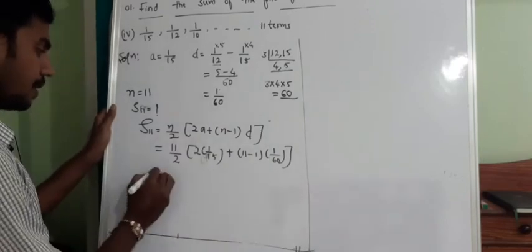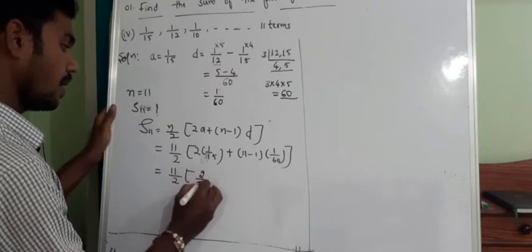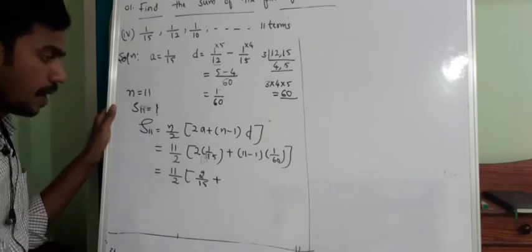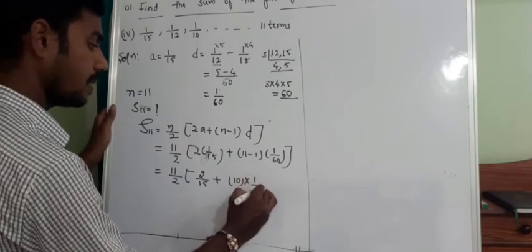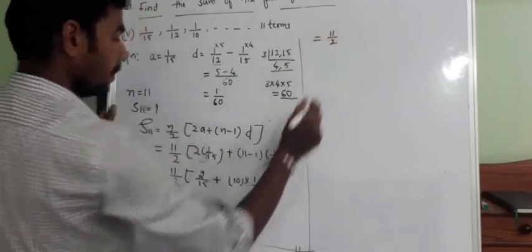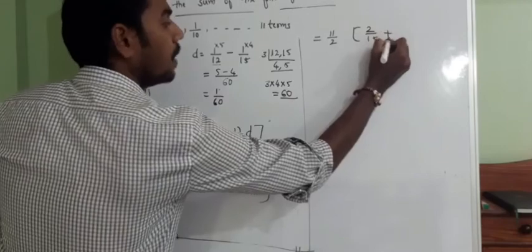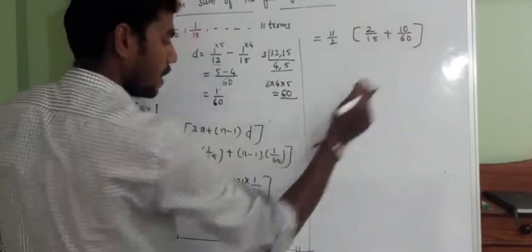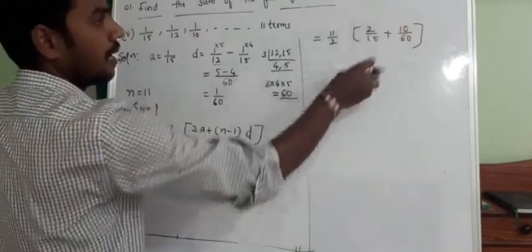Fine. Next, keep 11 by 2 as it is. That 2 into is 2 divided by 15. Keep as it is. Plus 11 minus 1 is nothing but 10 into 1 divided by 60. Now 11 divided by 2, 2 divided by 15 plus 10 divided by 60. Yes or no? 10 into 1, 10 divided by 60. So I need not cut this down.